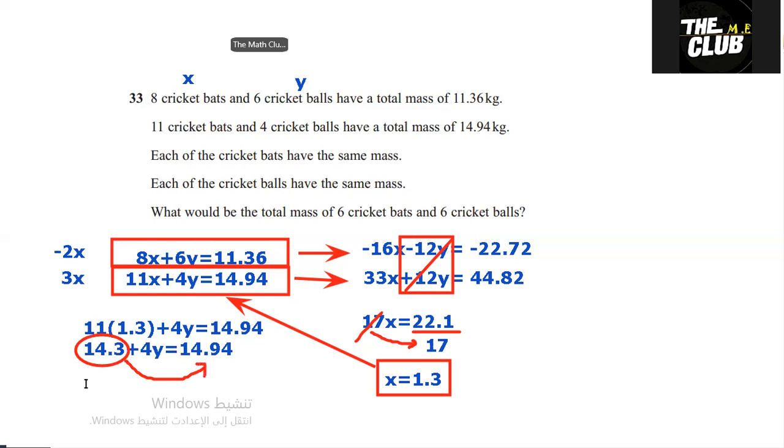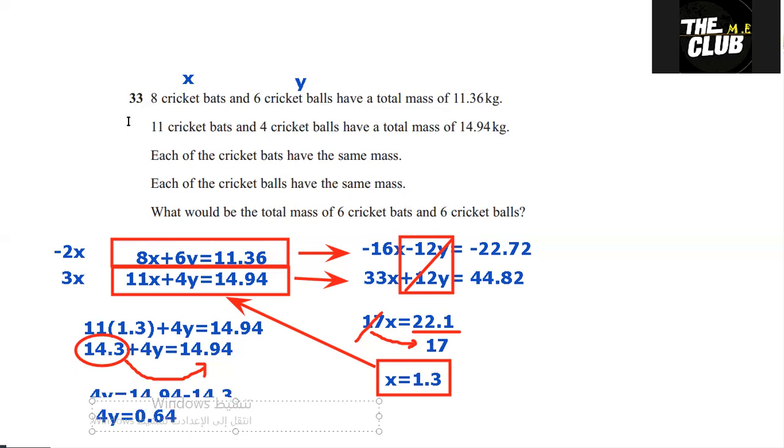So I'm going to say 4y equals 14.94 minus 14.3. And now I'm going to do it with the calculator. Let me put it here first. So 4y equals 14.94 minus 14.3, and the answer is 0.64.